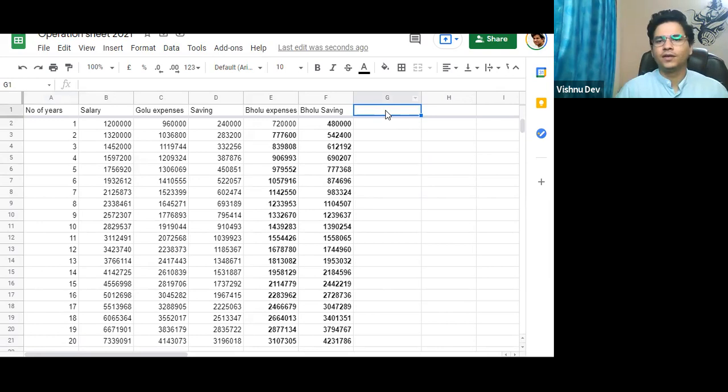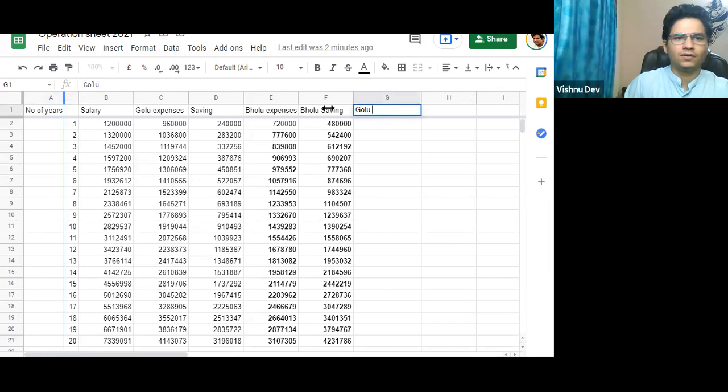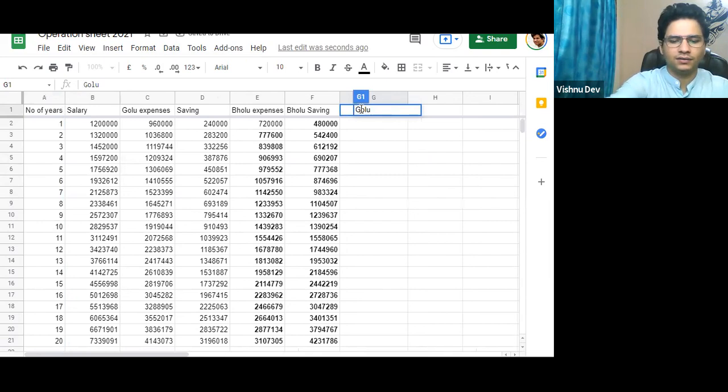So suppose he keeps the money in the bank. I'm just talking about Golu first, as well as Bholu. So suppose Golu keeps money in the bank. Think about it. Golu keeps money in the bank.